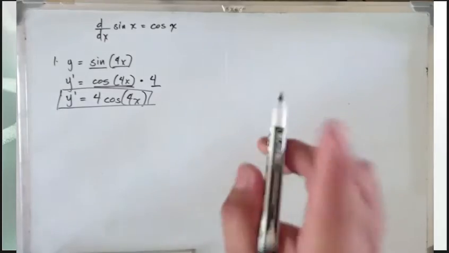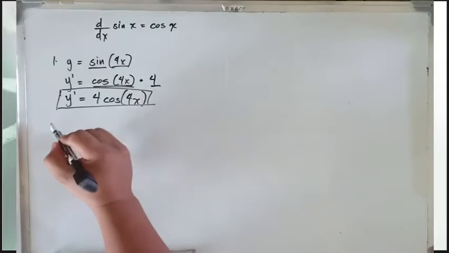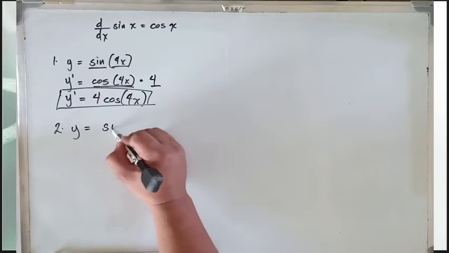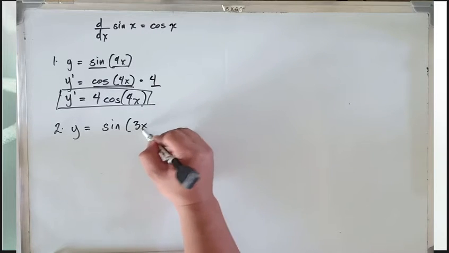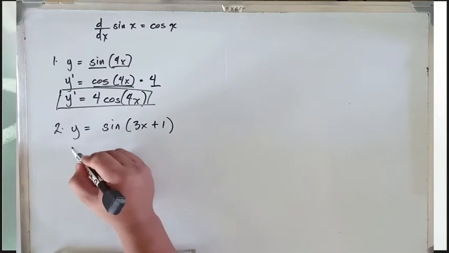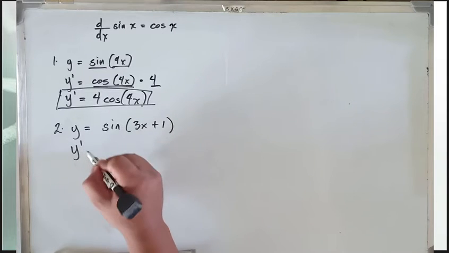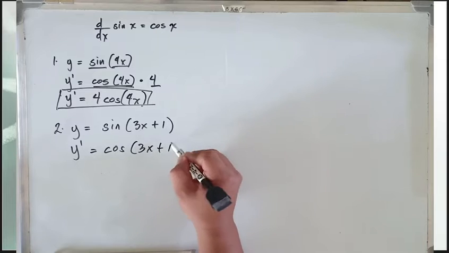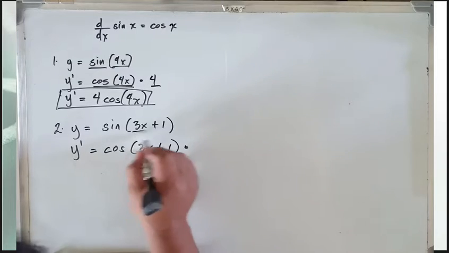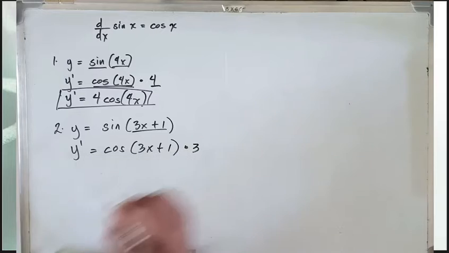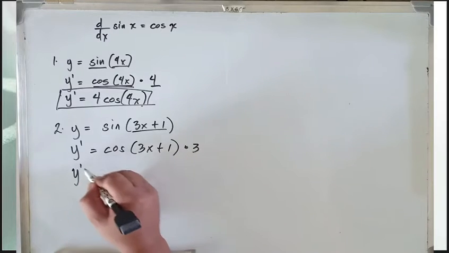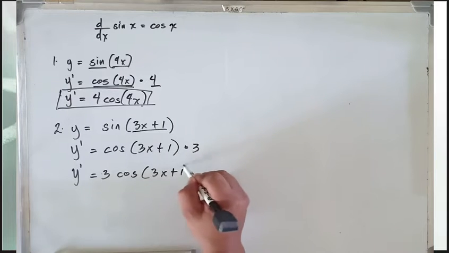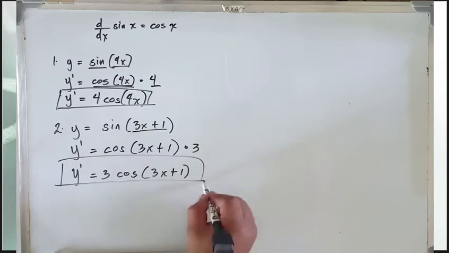Now, let's have the number 2 example. We have y is equal to sine of 3x plus 1. So the derivative of this, y prime is equal to cosine 3x plus 1 multiplied by the derivative of the angle 3x plus 1, which is 3. Then let's rewrite. We have 3 cosine of 3x plus 1. So that's the derivative.